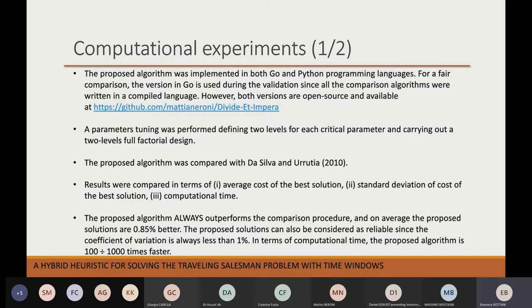The results are compared in terms of average cost, standard deviation on reliability, and computational time. The proposed algorithm always performed better than the comparison one proposed by Silvio and Rutia. And on average, this is the improvement we get. The proposed solution is also very reliable, to our best knowledge, because the coefficient of variation is always less than 1%. And in terms of computational time, we are 100,000 times faster than Silvio and Rutia, so that's very fast, very good.